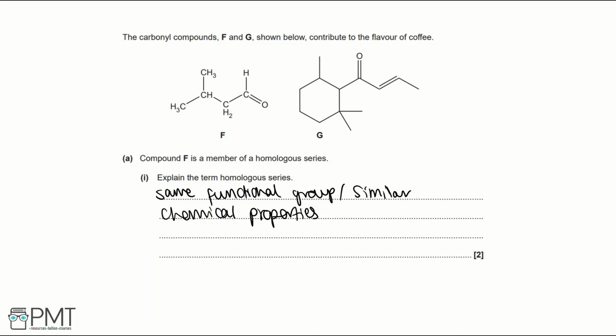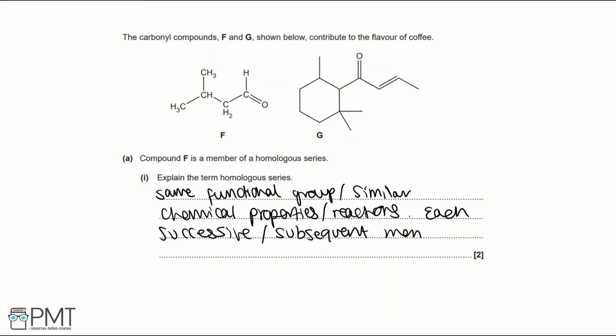And then we need to look at what makes them different in the series, and that's the fact that each member, or each successive or subsequent member, differs by CH2. The word successive or subsequent is key in this question, and the mark scheme has it in bold, so it's really important that you write it in your answer for this question.